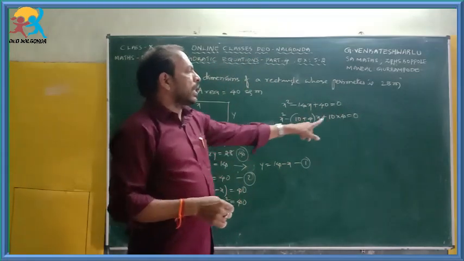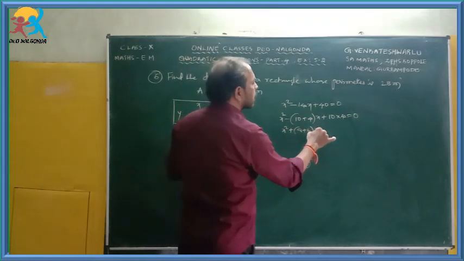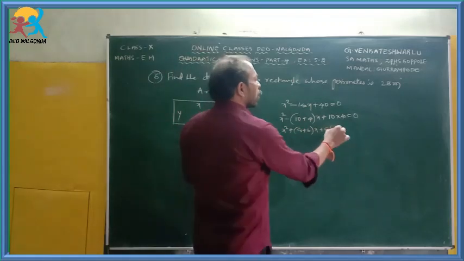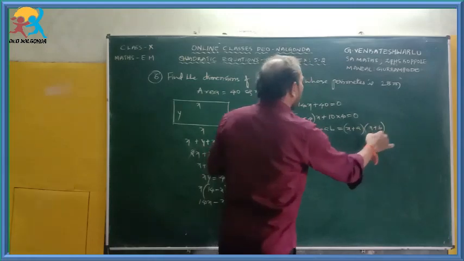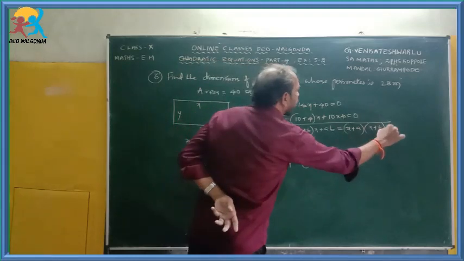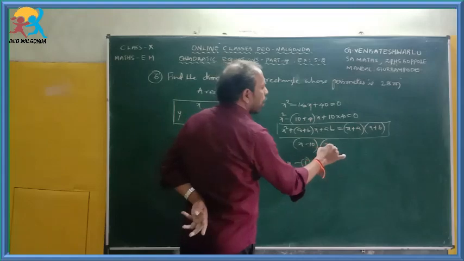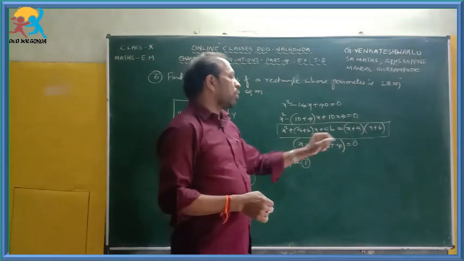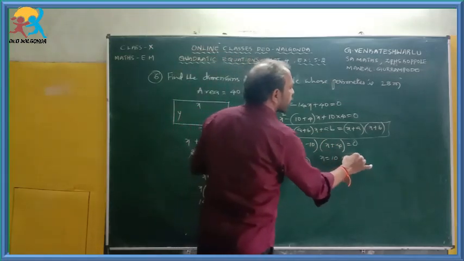So here it is in this form, x square plus of a plus b into x plus ab is equal to x plus a into x plus b. According to this identity, it can be written as x minus 10 into x minus 4 is equal to 0. Whereas x is equal to 10 or x is equal to 4.